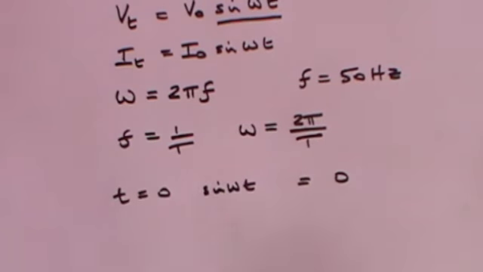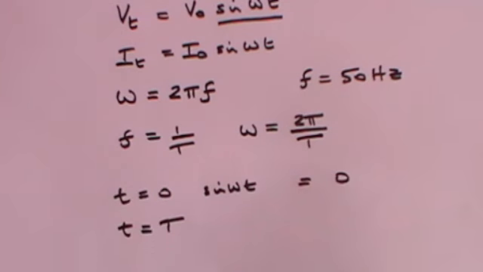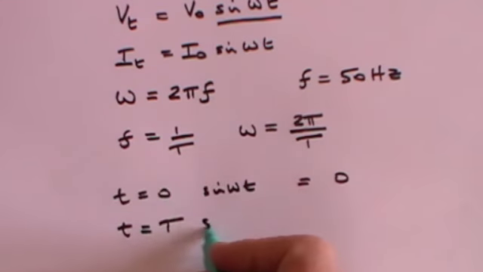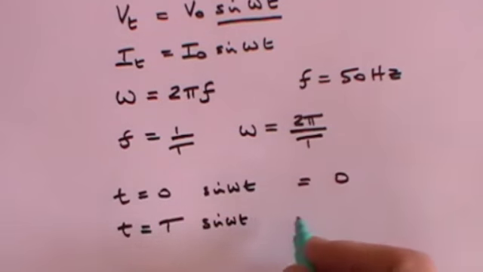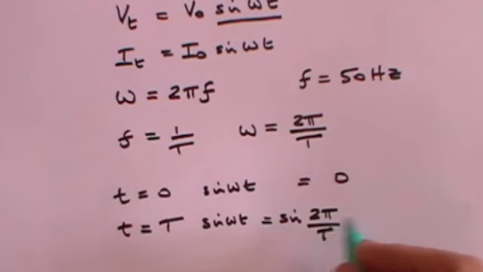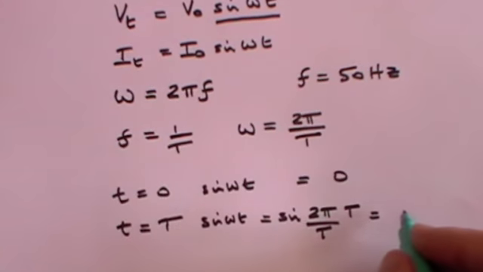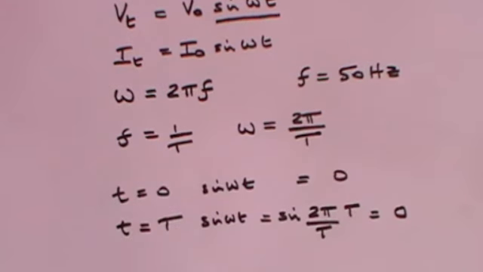What happens if t is equal to capital T, in other words, the full period? Well, in those circumstances, sine omega t will be the sine of omega, which is 2 pi over T, times t, because the little t is equal to T. The T's cancel and you get the sine of 2 pi. The sine of 2 pi is 0.